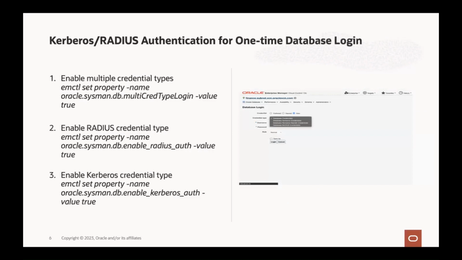By default, Enterprise Manager supports DB username and password for one-time database login. In order to use Radius or Kerberos credentials, enable multi-credential types by executing the first emctl command. The second emctl command enables the use of Radius credential type. The third emctl command enables the use of Kerberos credential type. With these three simple steps, one can easily use the Kerberos or Radius authentication methods to connect to target databases.